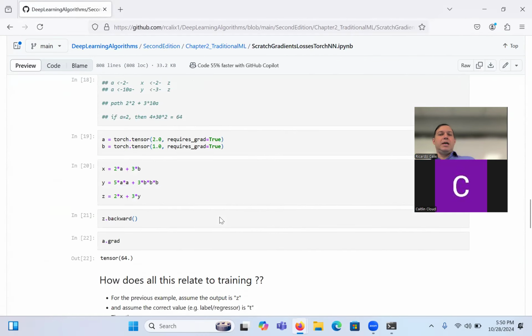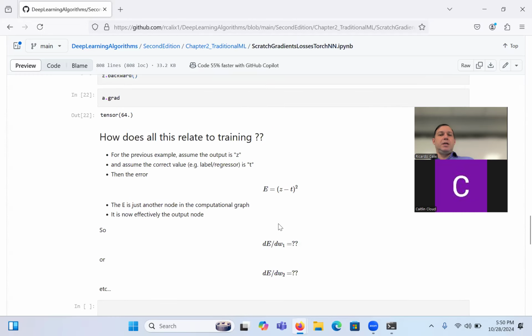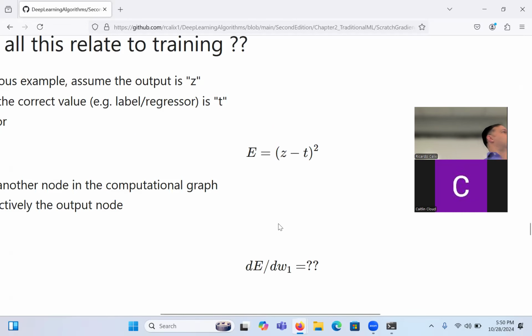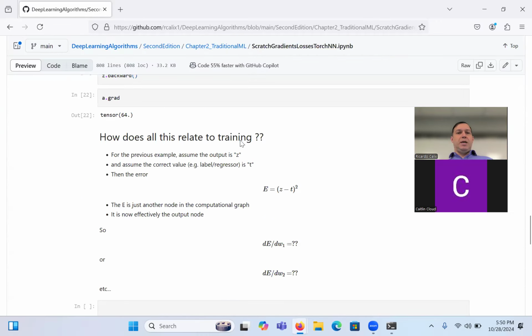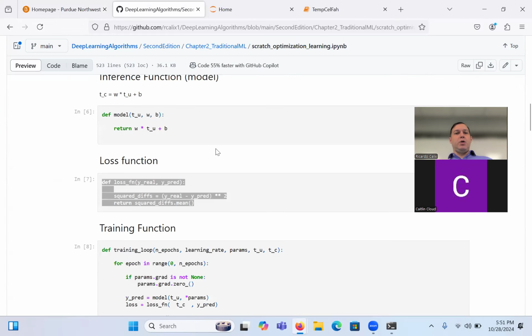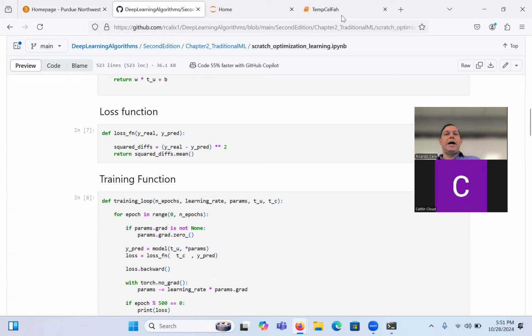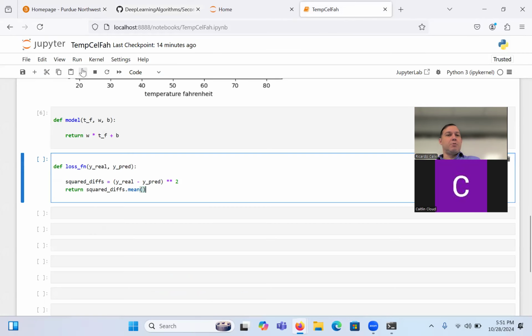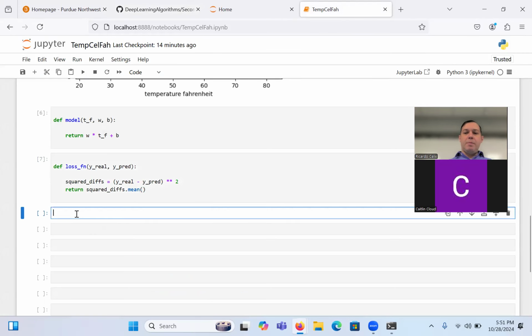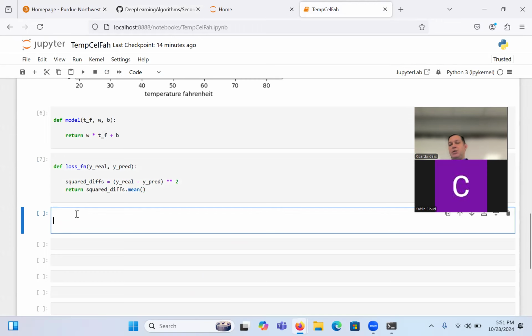Right, so the E at the end, right? So this EZ minus T squared, that E in the computational graph just grabs the difference between the two. And that's also being implemented in the PyTorch code. Okay, you can see y real, y pred, where y pred would be the output of this one. All right, so we have that loss. Let's run it. All right, so it's already in memory. And now we can proceed to do the training, basically.